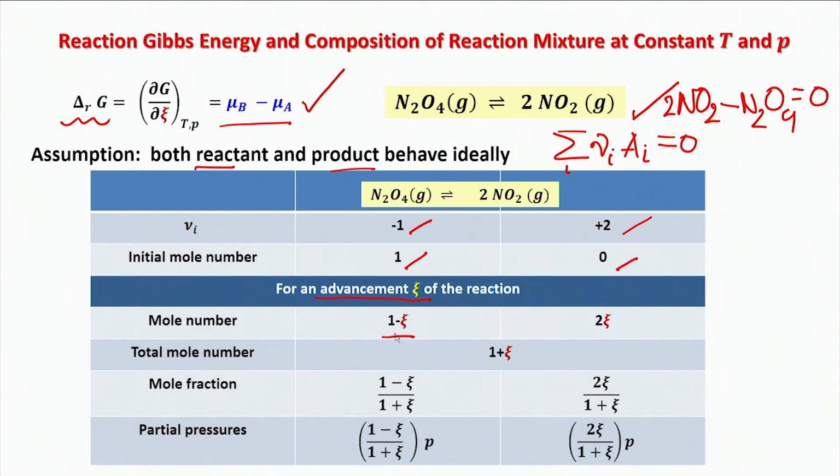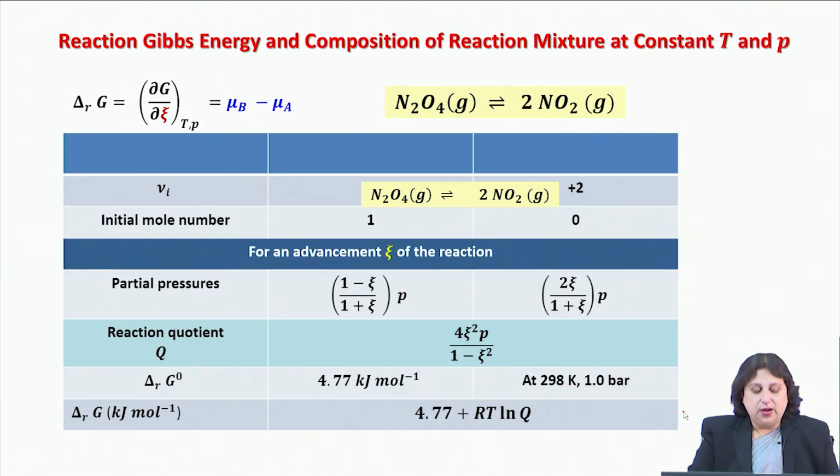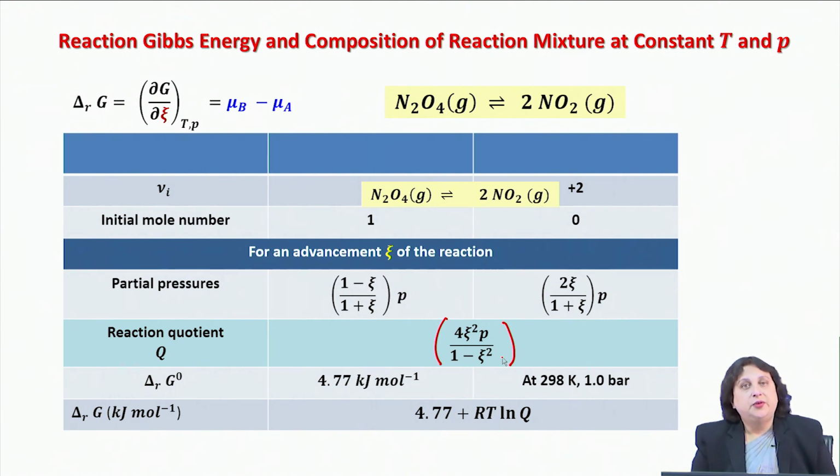And what is going to be the mole number for NO2? That is going to be 2ξ. Therefore, at this stage, the total mole number is this plus this, which adds up to 1 plus ξ. Then you can find out, obviously, the mole fraction for each species and the partial pressures of each species. And when you know that, you can immediately formulate what is going to be the reaction quotient when the reaction has advanced by ξ in the forward direction.